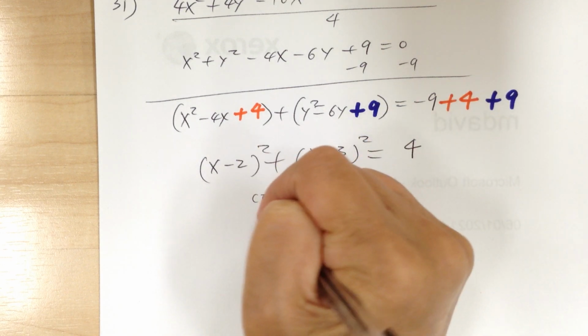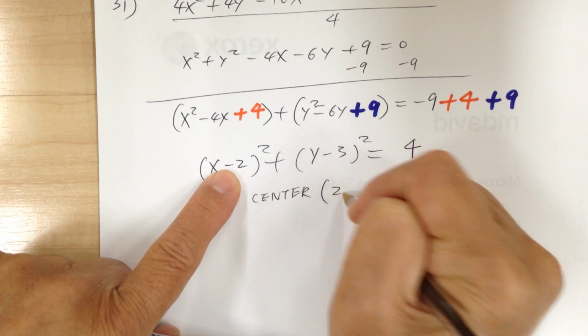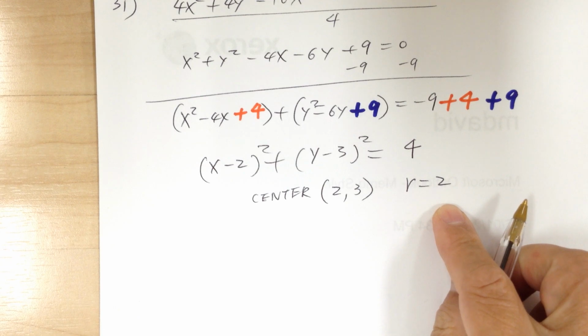So for this one, the center of the circle would be at 2, comma 3, and radius equal to 2. Okay, and that's it.